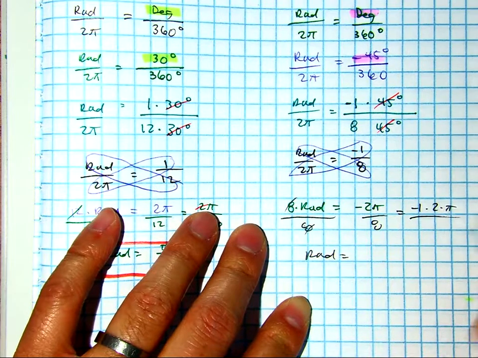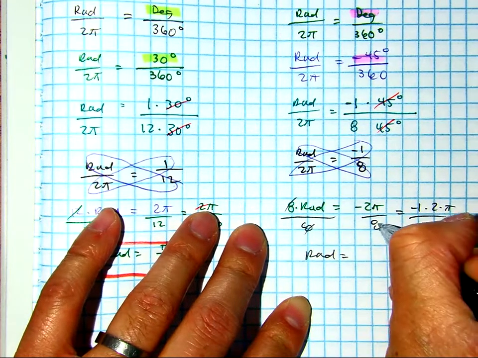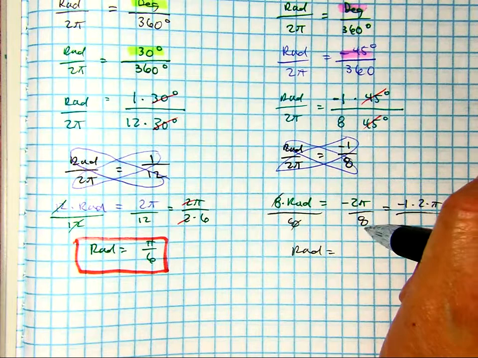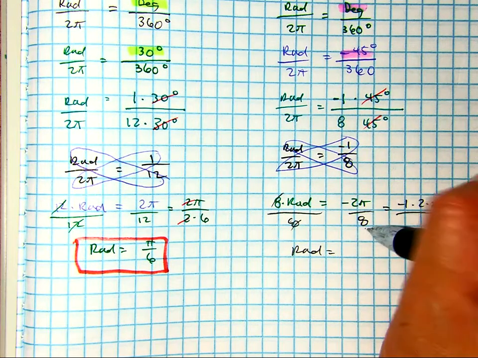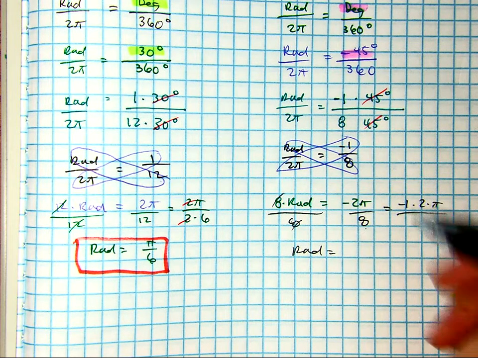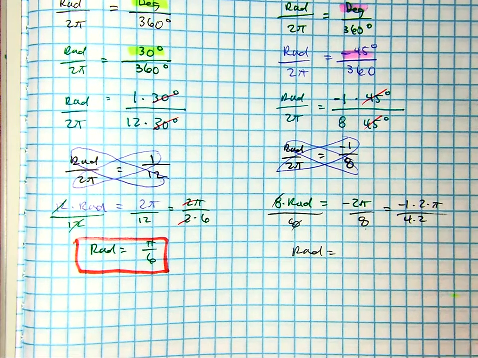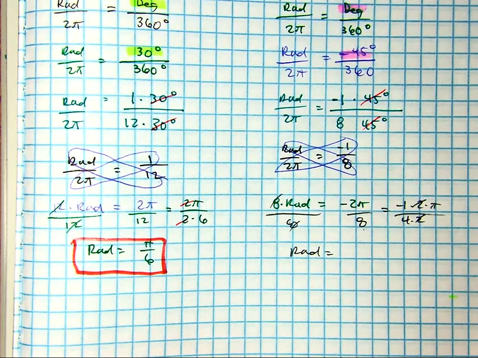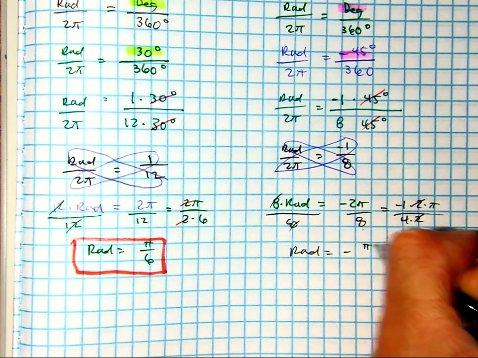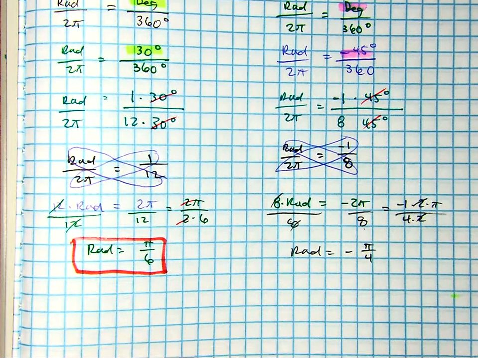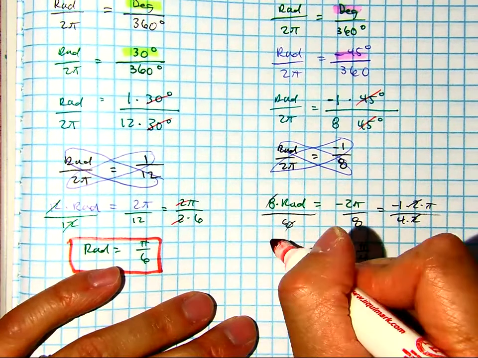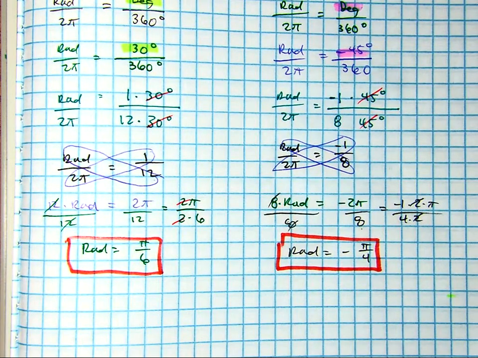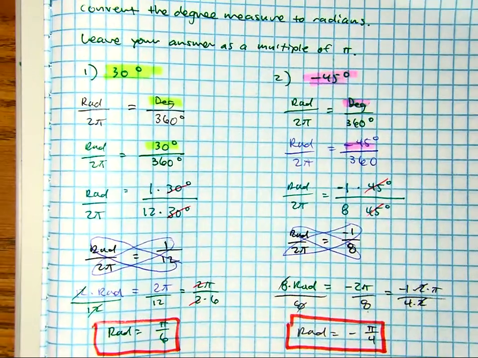What is this denominator going to turn into? 8 turns into what? Factors are 4 and 2, so my 2's can cancel. You're left with what? Negative pi over 4. What does that mean? Negative 45 degrees is equal to negative pi over 4. So in these problems, we were converting from degrees to radians.